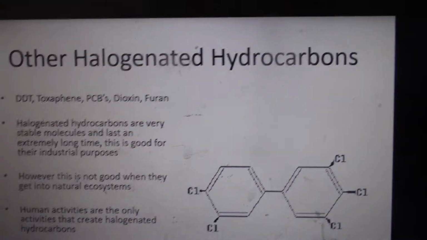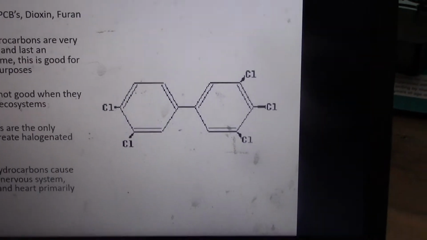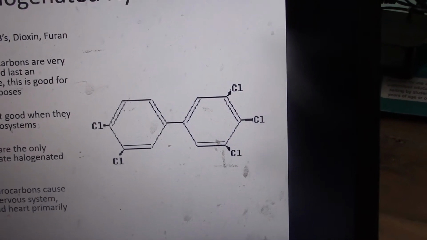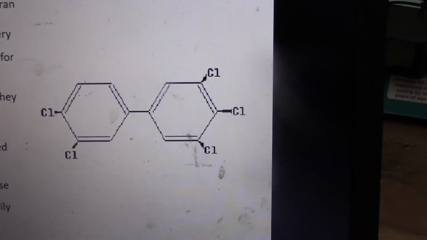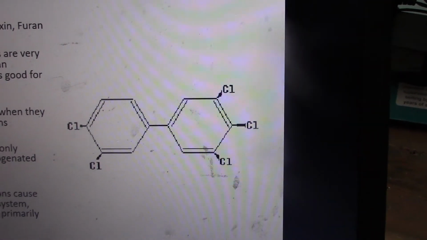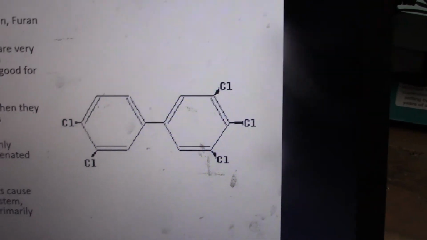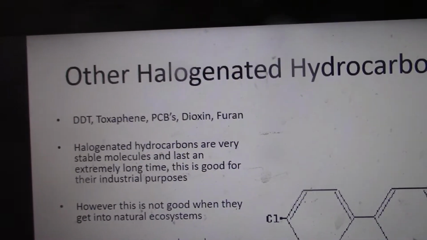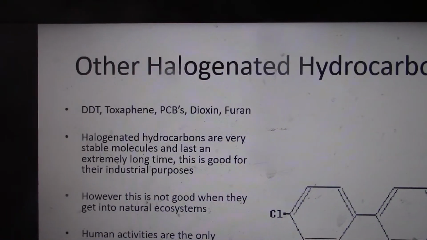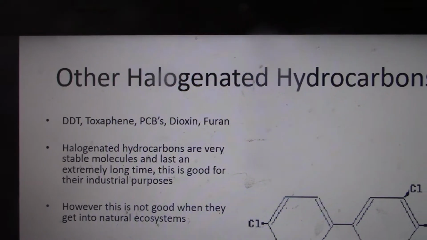So other halogenated hydrocarbons. So this is DDT, right? And you would know DDT as a pesticide. Okay, it looks like estrogen. So it looks like a female hormone that comes from the endocrine system. So these are called endocrine disruptors, and a lot of our halogenated hydrocarbons are that. So DDT, toxaphene, polychlorinated biphenyls, right, PCBs.